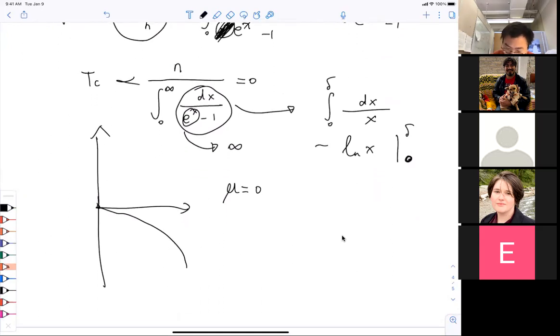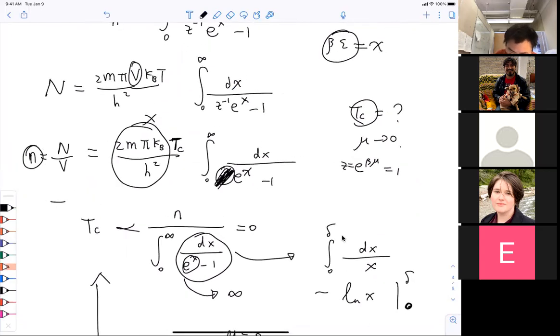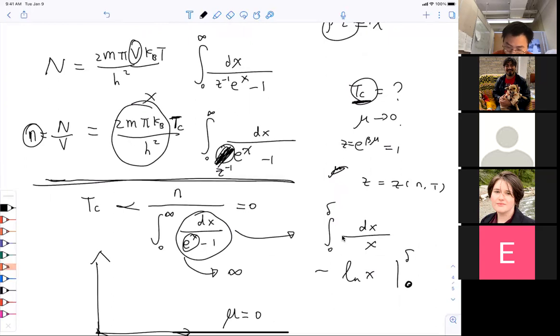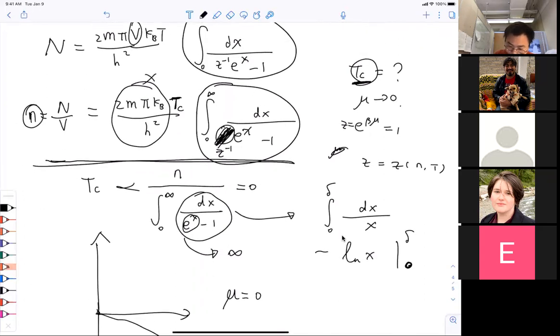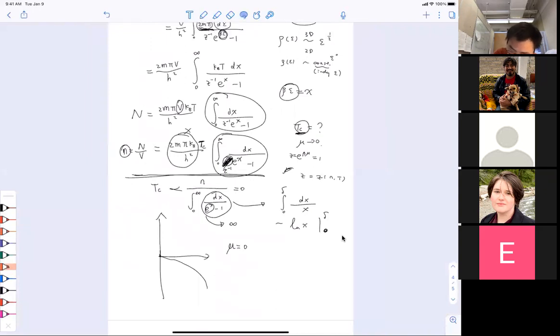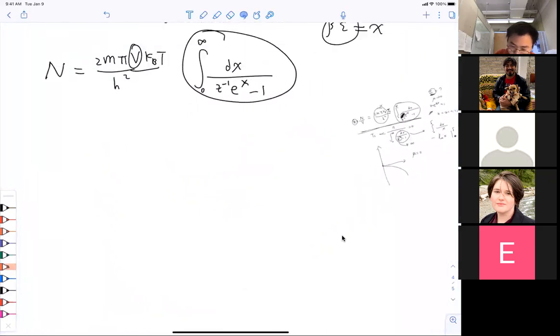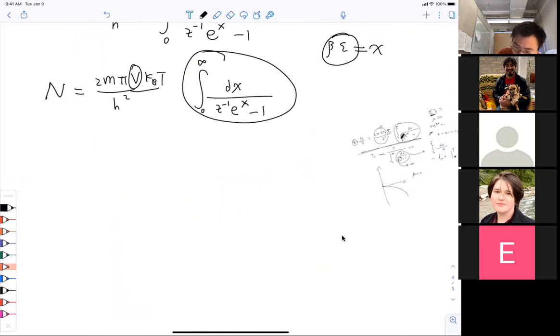Okay, so if no question, let's solve this problem exactly. Here I just calculated a specific point, the critical point. In general, we can solve for this mu, this z, as a function of temperature. To do that, we only need to do this integral. How to do that? Some tricks.